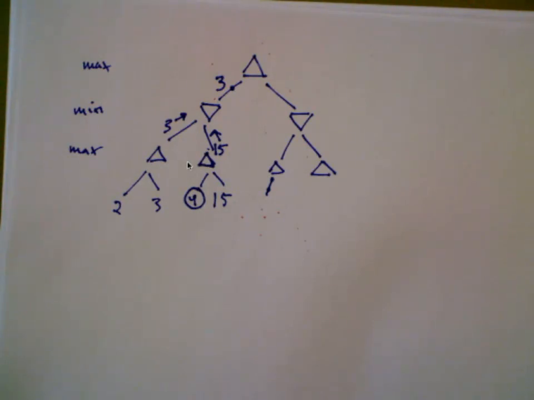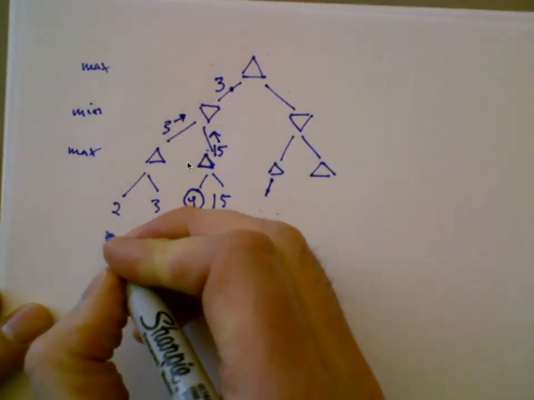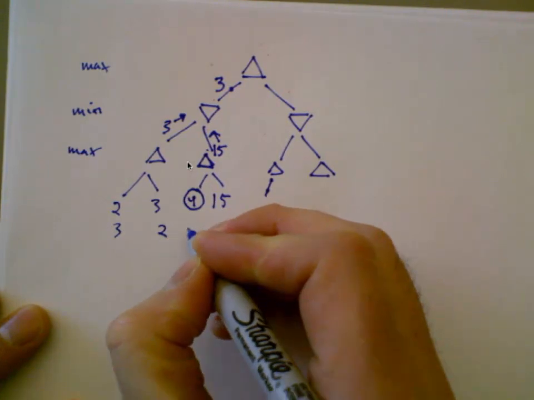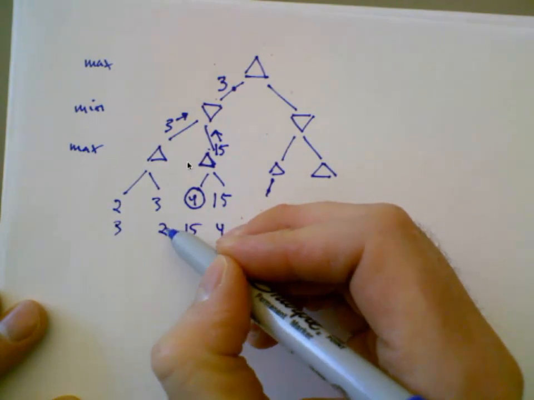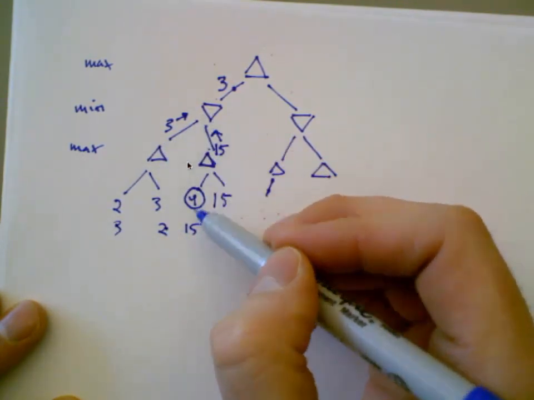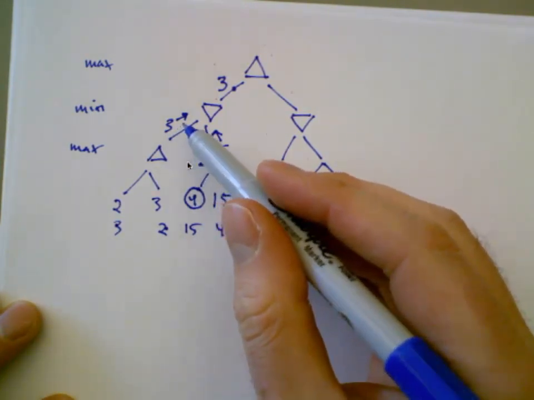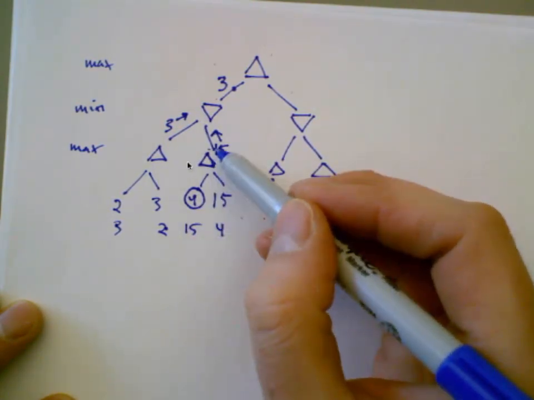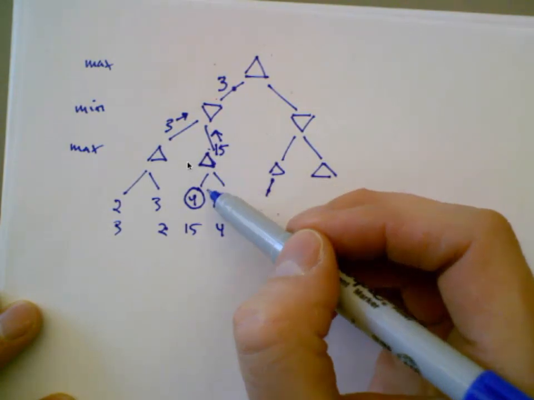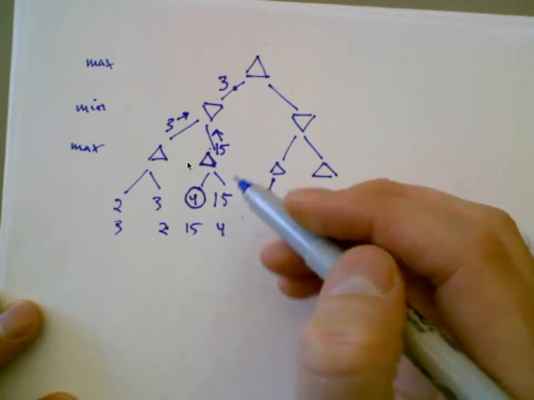Adam. It's assuming they're sorted. Nope, it's not assuming anything. I happen to have looked at them in this order, but I could have looked at them in order 3, 2, 15, 4. Then if I looked at 3 and then 2, I'd say the max was 3. And then I come over here, I'd hit the 15, and I'd say, whoa, 15 is greater than 3. Min has a 3 available to it. This is going to be at least 15. Therefore, I know we're never going to get here in play, because min is going to take the 3. Has nothing to do with the sorted order.